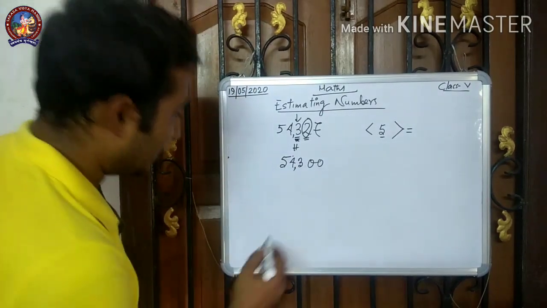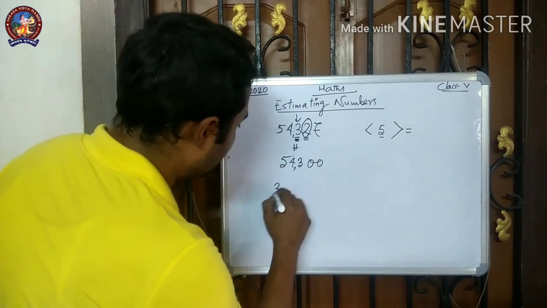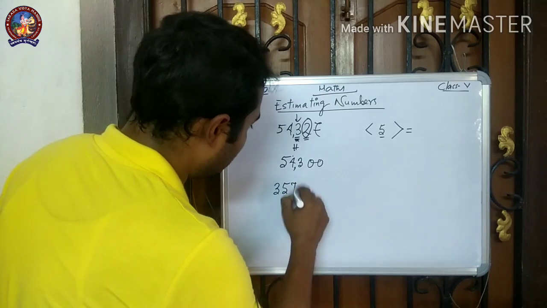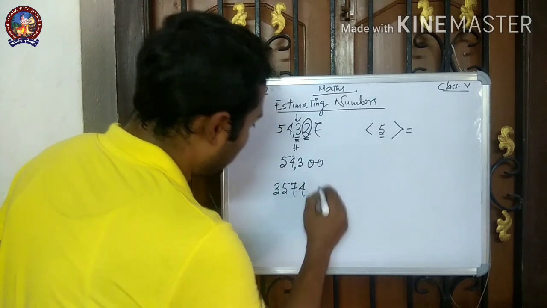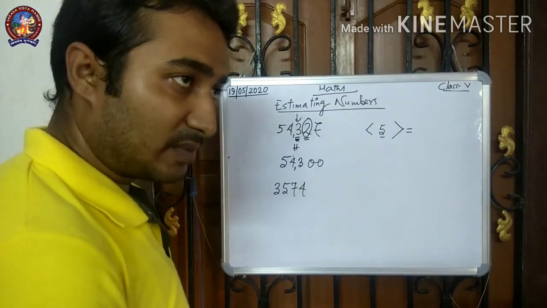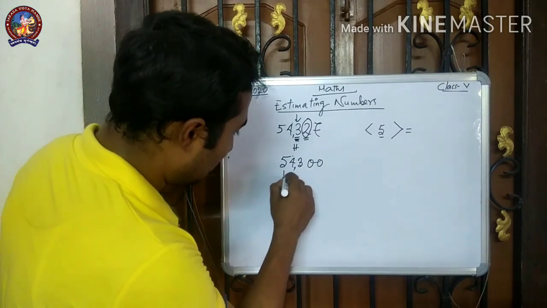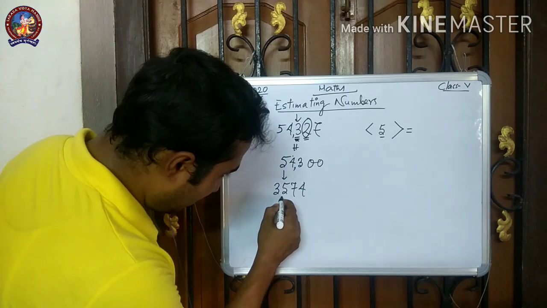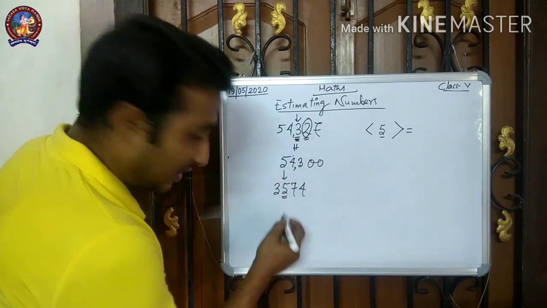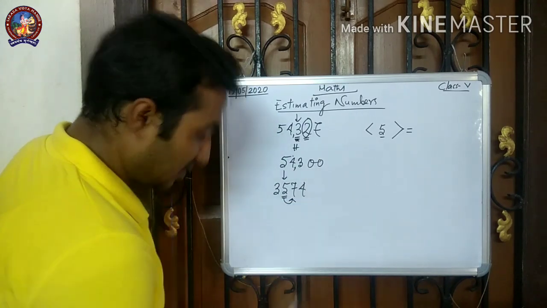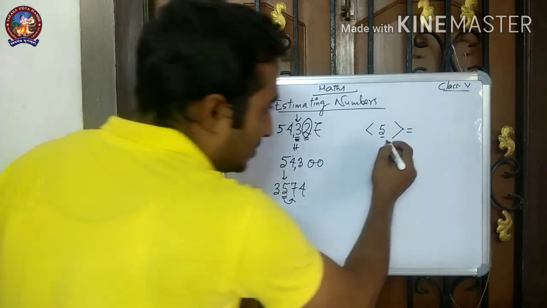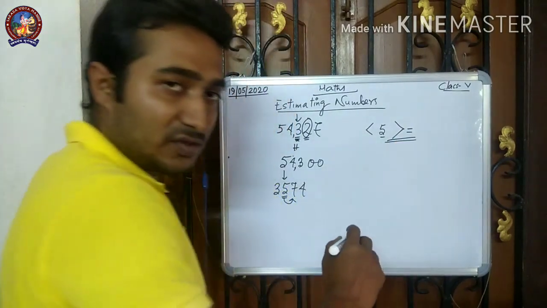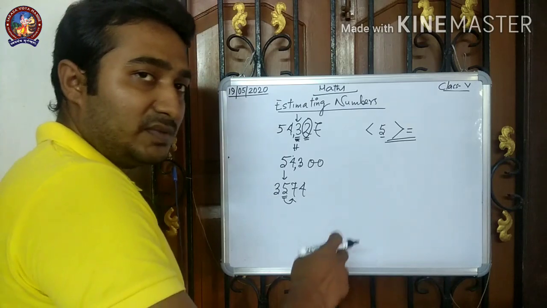Let's take another example, like 3, 5, 7, 4. Again we have to round this number at the hundreds position. So we have to look at the next number. According to the rule, if the next number is greater than or equal to 5, 1 will be added to the previous number.